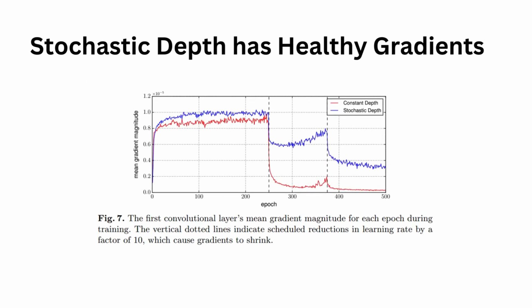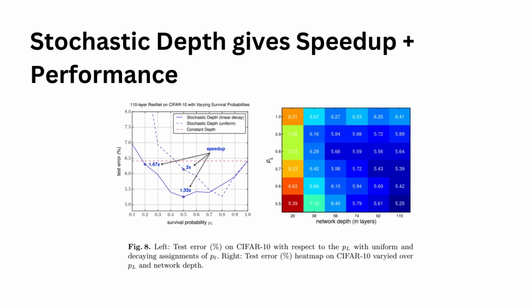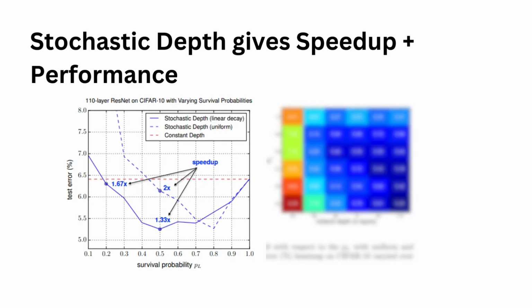First off, stochastic depth has a healthier mean gradient magnitude in general than constant depth, which means that the vanishing gradient issue has less of an effect in a stochastic depth network than in a constant depth network. Also, stochastic depth was shown to give more speedup and better performance across different survival probabilities, not just the 0.5 one. If we zoom into the left plot, we see survival probability as a function of test error for three methodologies. Here we have linear decay for stochastic depth, uniform stochastic depth, so the probability is the same everywhere, and just constant depth. In this instance where stochastic depth was more performant than constant depth, we even see a speedup of 1.3 to 2 times the constant depth.